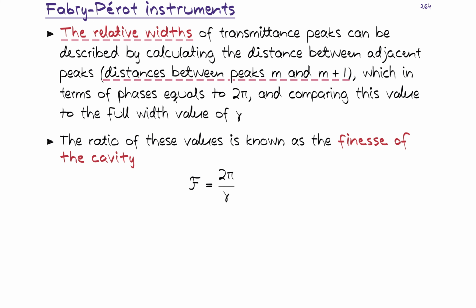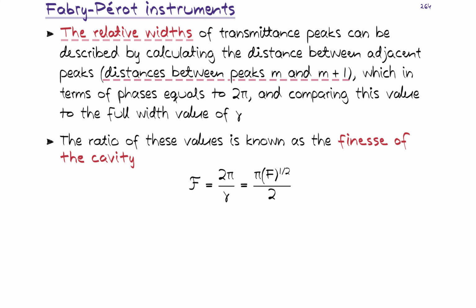the phase difference between the adjacent peaks, divided by the gamma term, which is the full width at half maximum. And this is the finesse of my cavity. And then we can write this using the fineness coefficient capital F, and it looks like this.